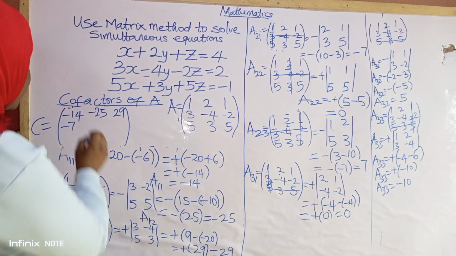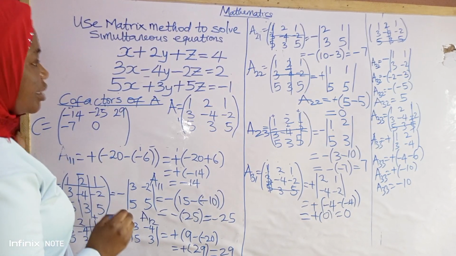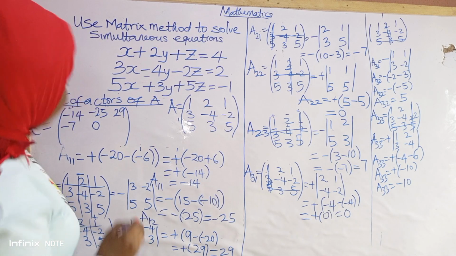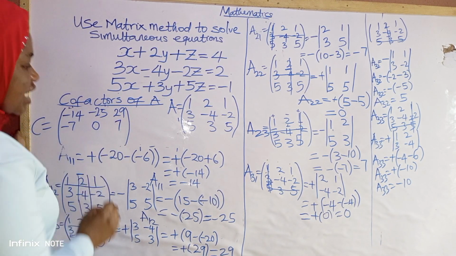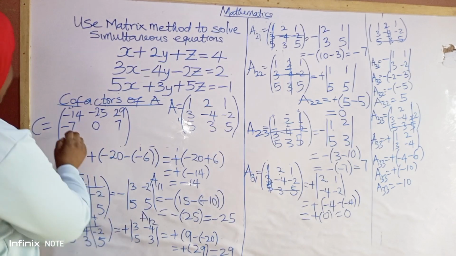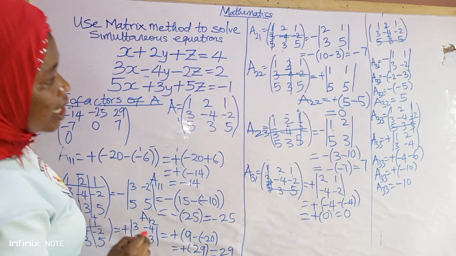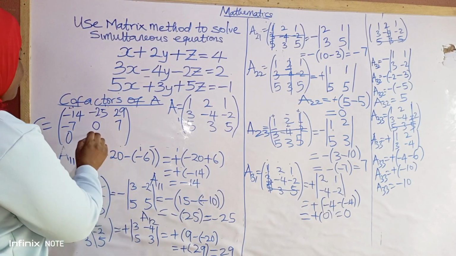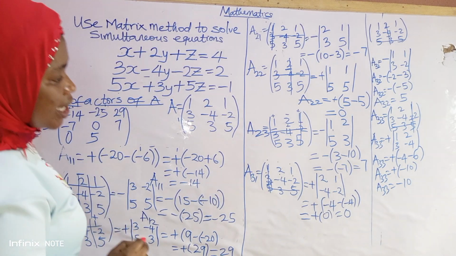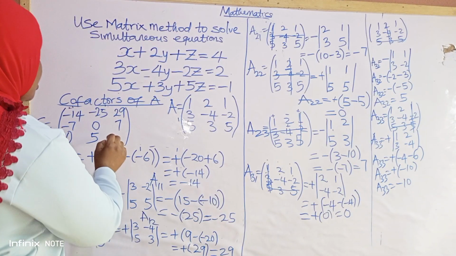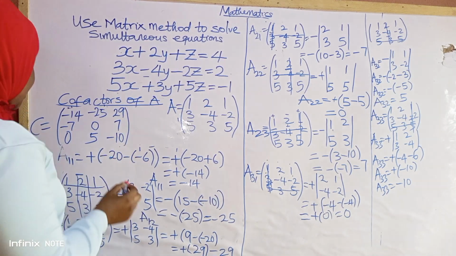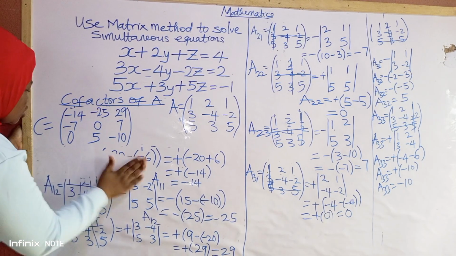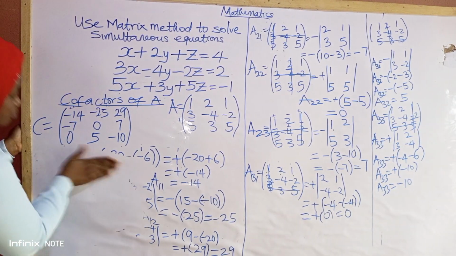A22 is 0. A23 is 7. A31 is 0. A32 is 5. A33 is minus 10. So that is our cofactors of A.